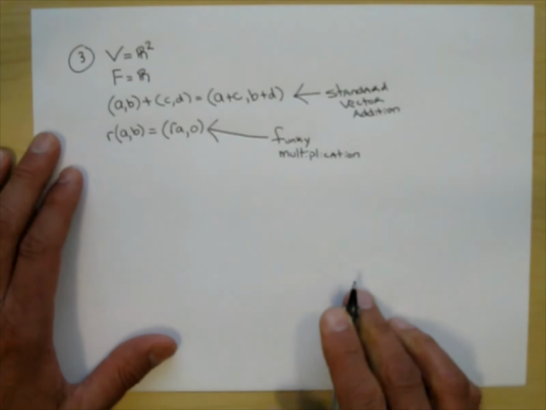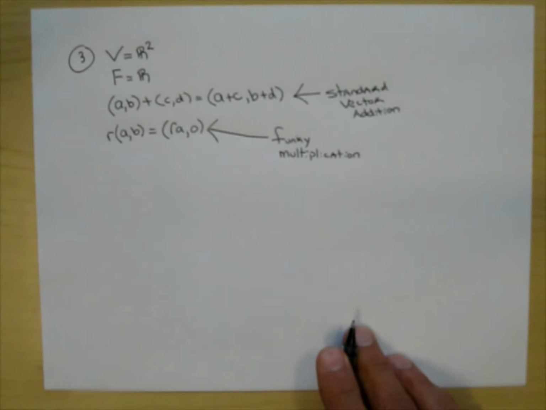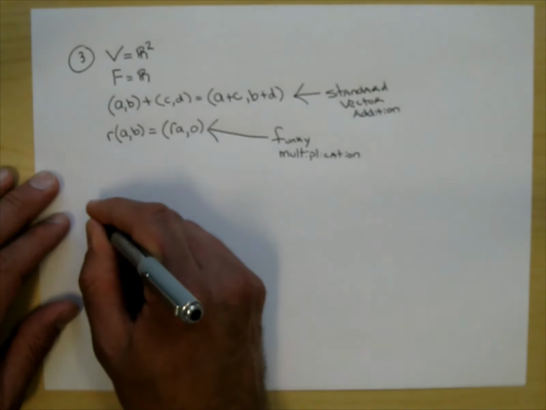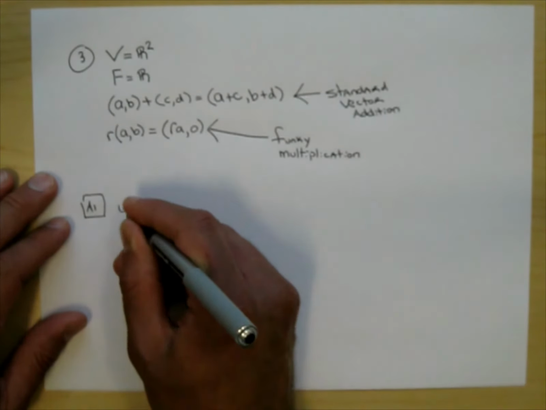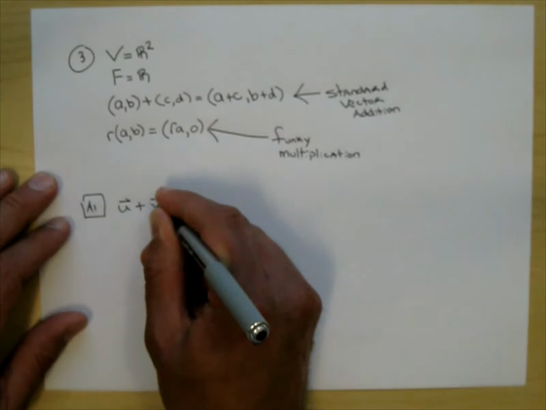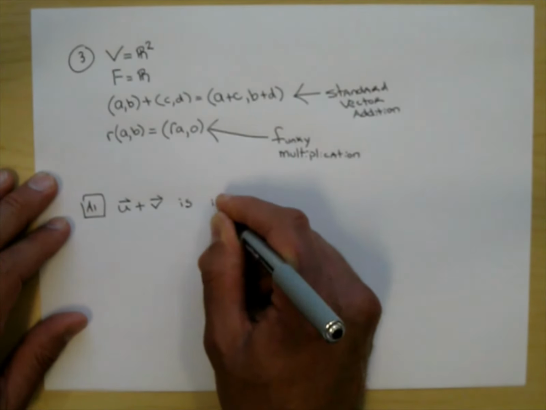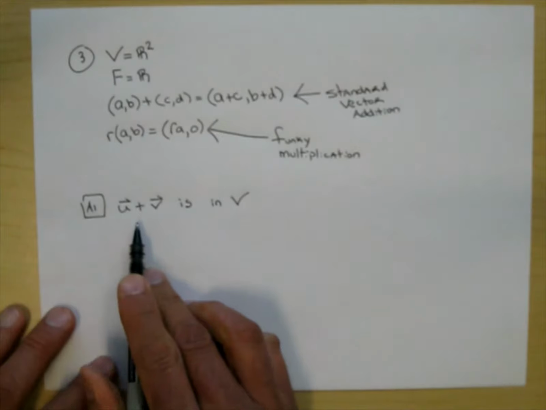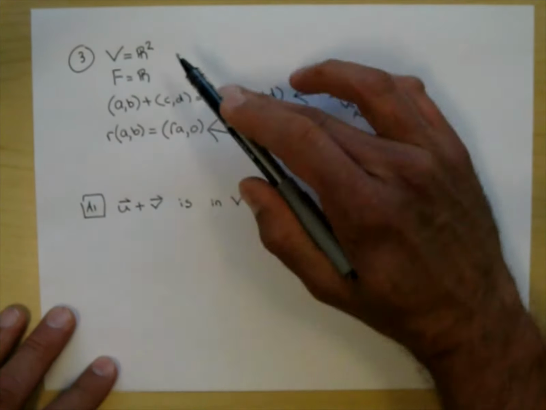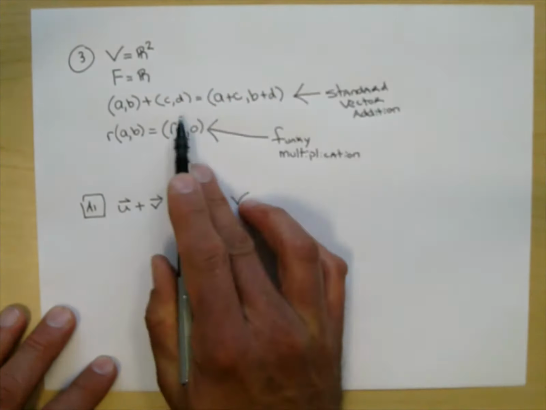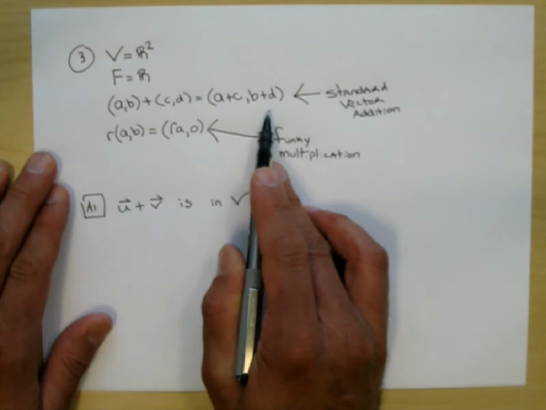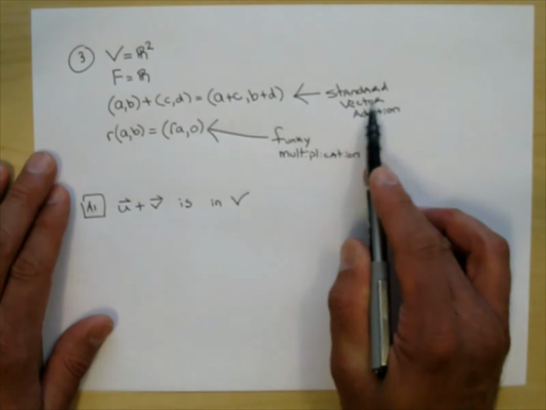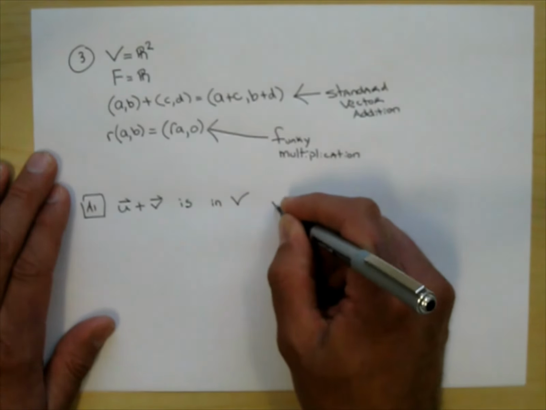I'm going to do a lot more writing on this one than the last one. We're going to go ahead and verify the axioms. Axiom 1 is: U plus V is in V. So if you take 2 vectors in R2, they're ordered pairs, and you add them together, do you get another ordered pair? And the answer is yes. You can see it happening right here within the standard vector addition. So this one gets a check mark.